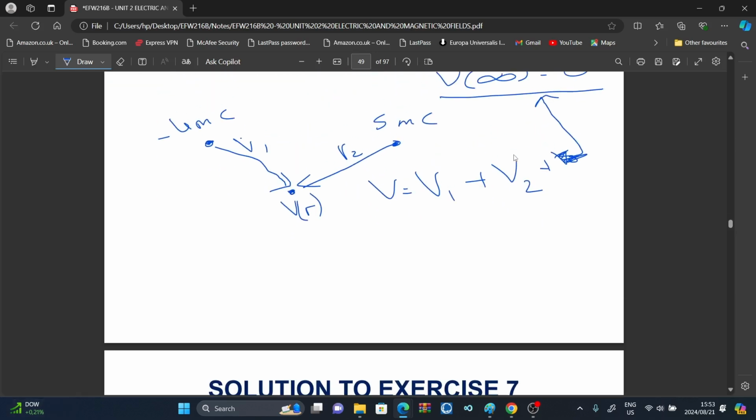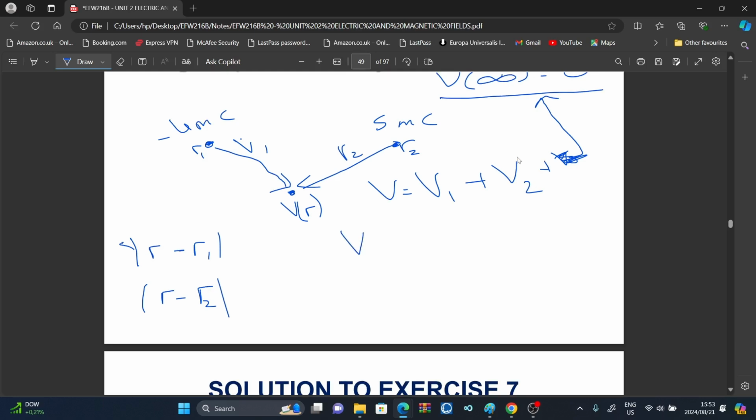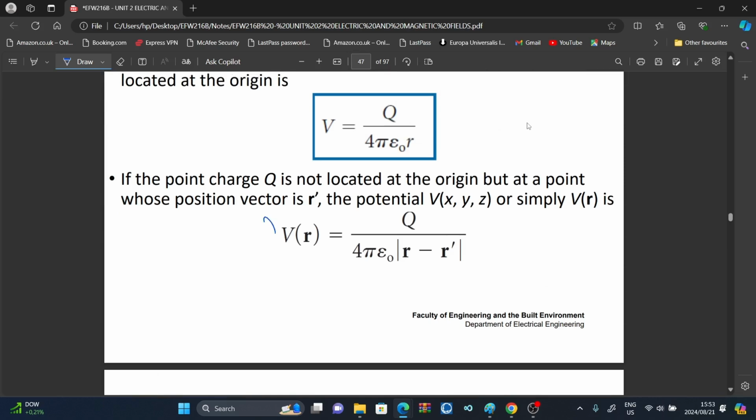Then if it's like this, we can do a few things before we go to the formulas. We can calculate our VR. I'll call this R1 and R2 minus R1. So we need the magnitude of R minus R1, then we need the magnitude of R minus R2. So these are the two distances we are going to use to calculate our voltage. And the formula we are going to use, you can go back to the notes. If we go above, this is the formula.